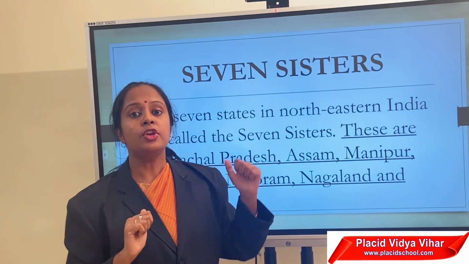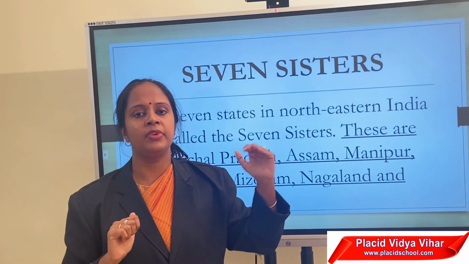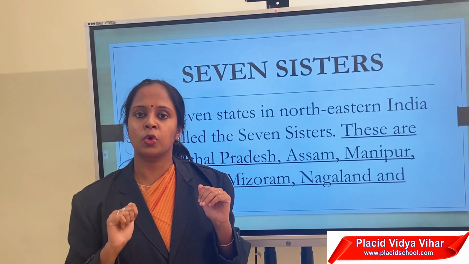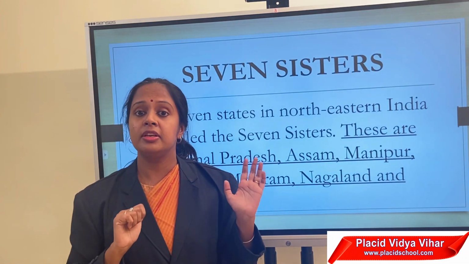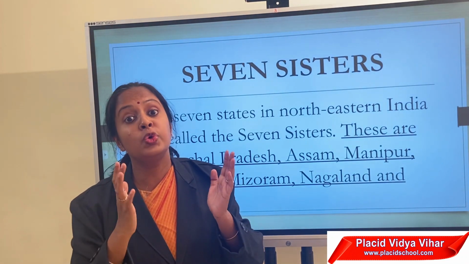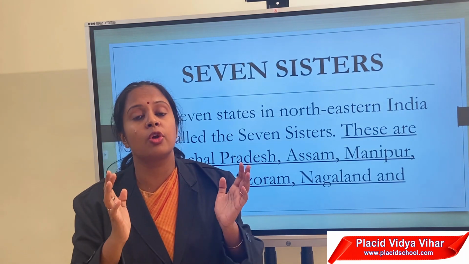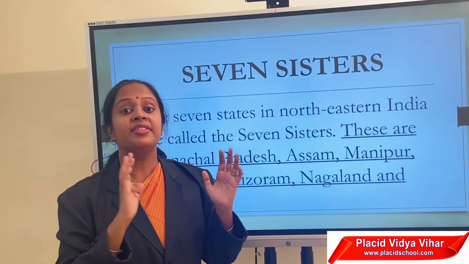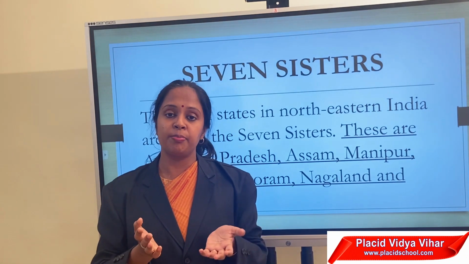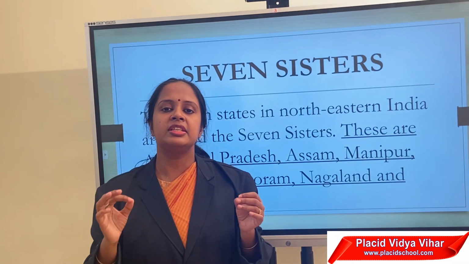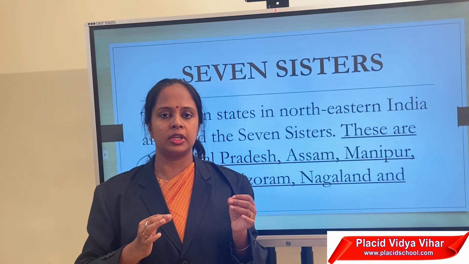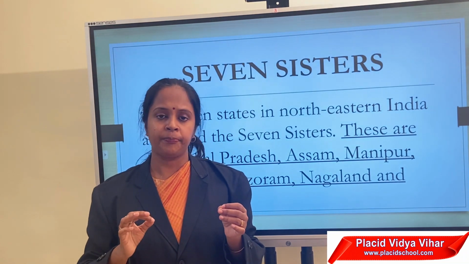In the northern part of India, we have mountain ranges called Himalayas. Mountain ranges means a group of mountains or a collection of mountains. And the southern part of India is a peninsula. A peninsula is an area surrounded by water on three sides.